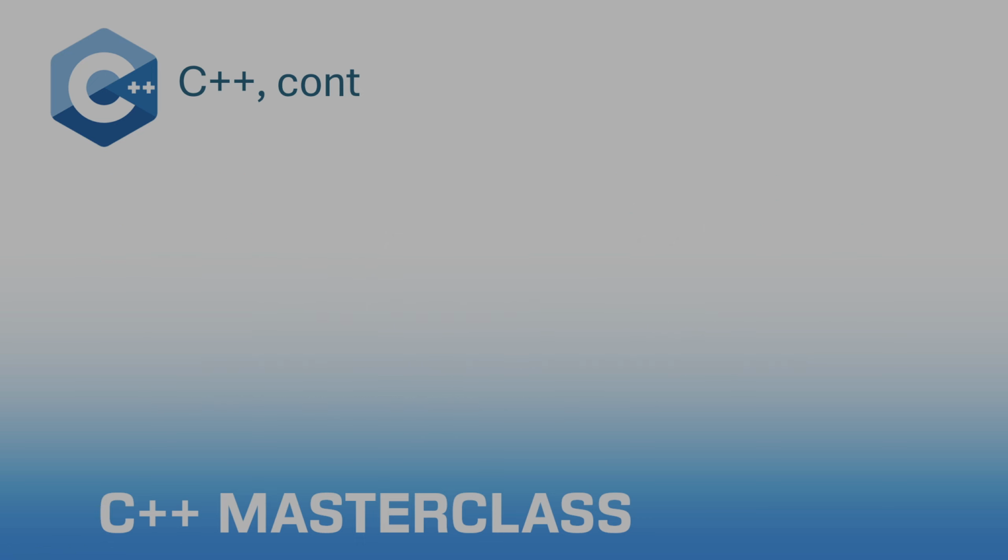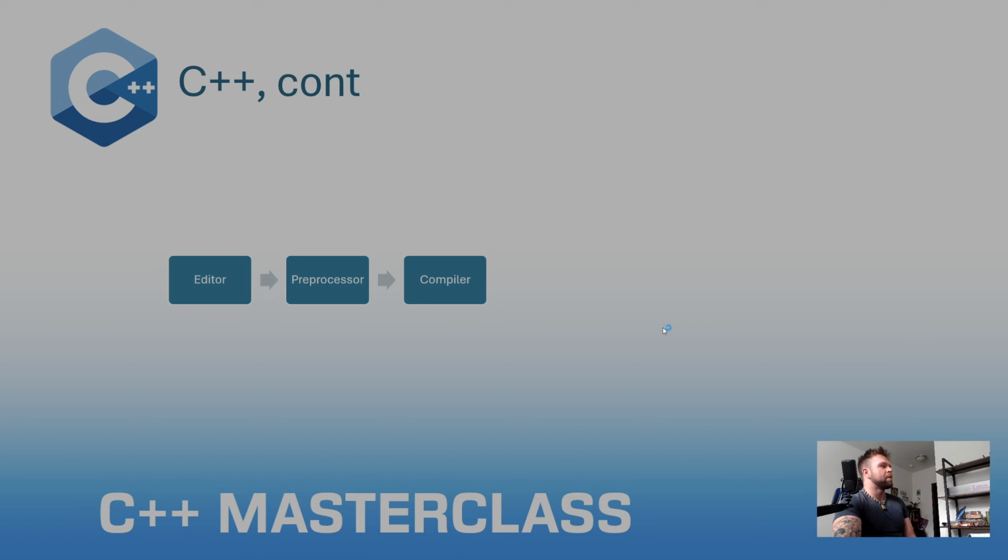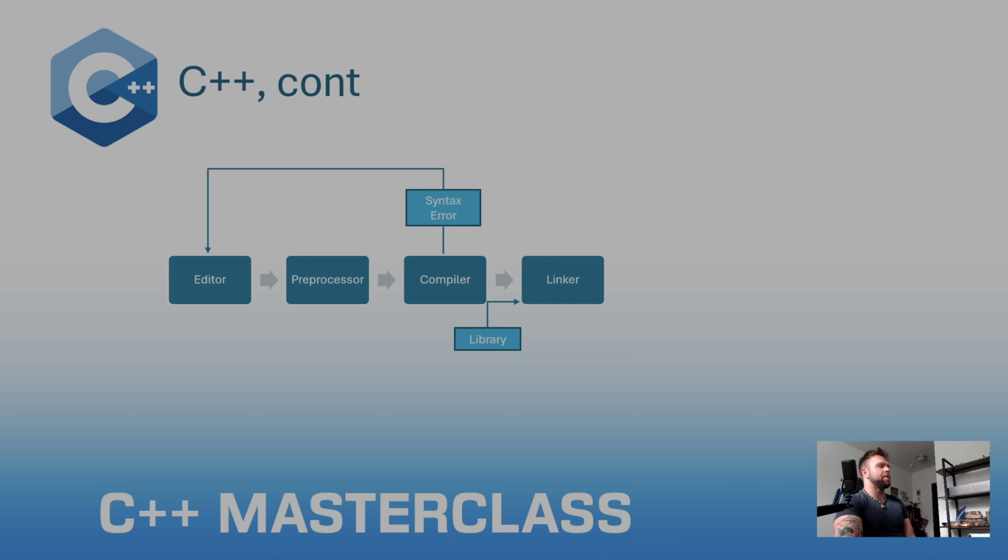So this is what it looks like for C++. You have the editor, which then goes to the preprocessor, which then goes to the compiler. If there's an issue in the compiler, you'll get a syntax error, and that is when you go back to the editor to debug and fix your code. Then the library gets loaded into the linker, which will link all of the programs you have written into the loader, and then the program is executed.